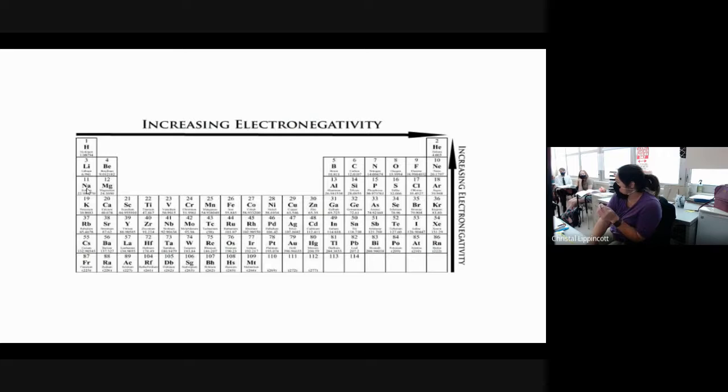The best way to remember between ionic and covalent is if you have something from this side and something from this side, it's ionic. If everything is from this side or it has hydrogen in it, it's covalent. Because hydrogen is a nonmetal, right? Nonmetal and nonmetal is covalent. Metal and nonmetal is ionic. That's the best way to remember it.